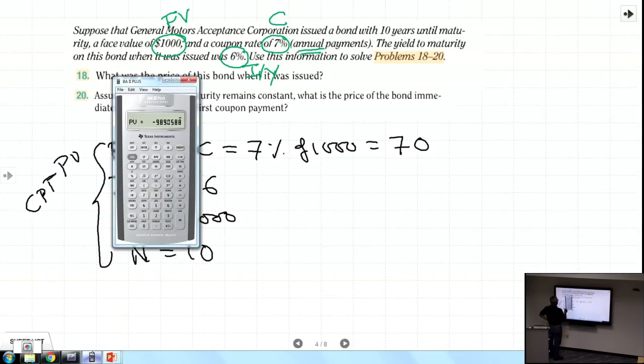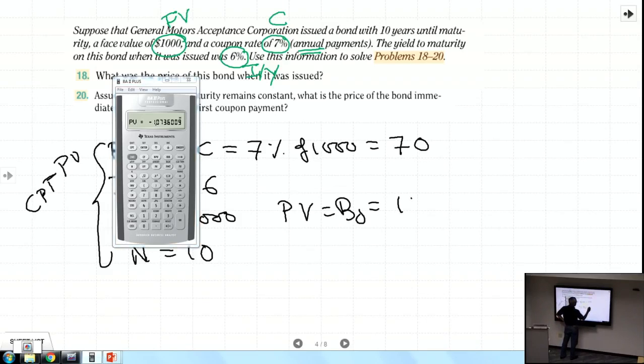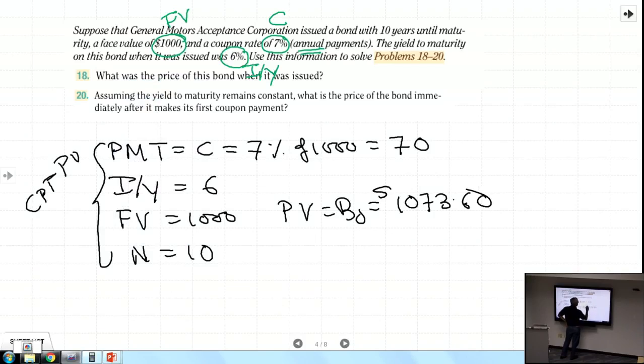So let's take a look at it. Clear everything. Second clear TVM. 70 is payment. 1,000 future value. 10 is our N, and 6 is our IY. Compute present value. That's 1,073.60. So present value equals the price of the bond, 1,073.60.